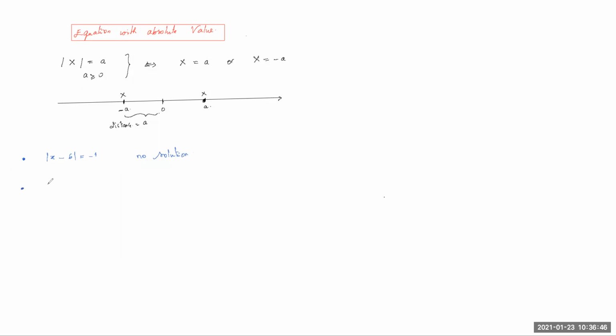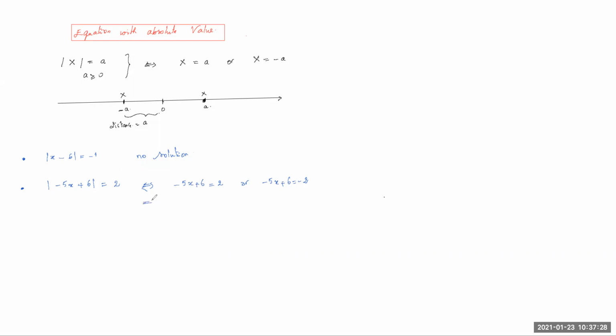Let's solve an example involving, for example, absolute value of minus 5x plus 6 equal to 2. This is my capital X, my quantity, so I will just apply what I found here. The possibilities are such that minus 5x plus 6 equal 2, or minus 5x plus 6 equal minus 2. Now I have two linear equations. The unknown is x, and I know how to solve them.